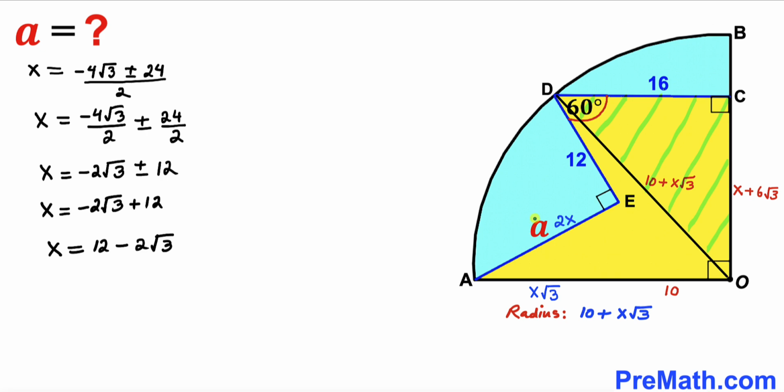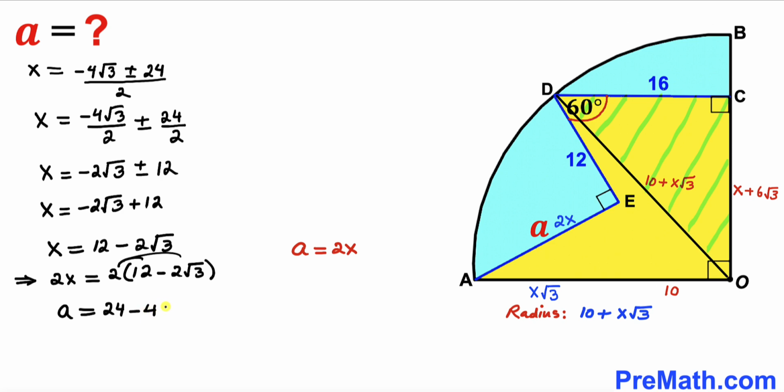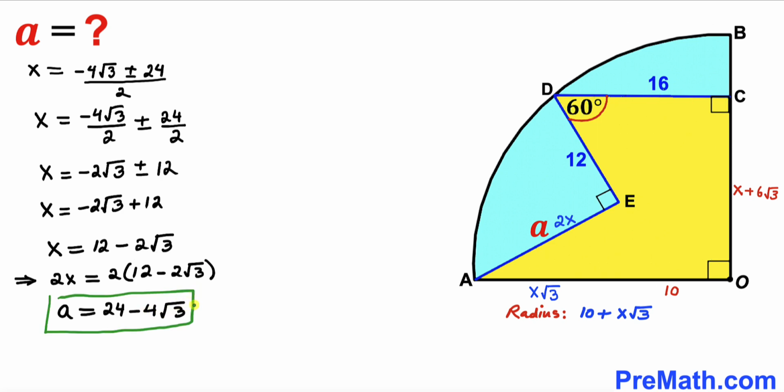I can write x equal to 12 first and then minus 2 times square root of 3. And now we know that we are looking for the value of a, and a equals 2 times x. So therefore I'm going to multiply this equation on both sides by 2. So 2x is going to be equal to 2 times 12 minus 2 times square root of 3. And now we know that a equals 2 times x, so I'm going to replace this 2x by a. So therefore a equals, let's distribute, that's going to give us 24 minus 4 times square root of 3. So thus our a value turns out to be 24 minus 4 times square root of 3.